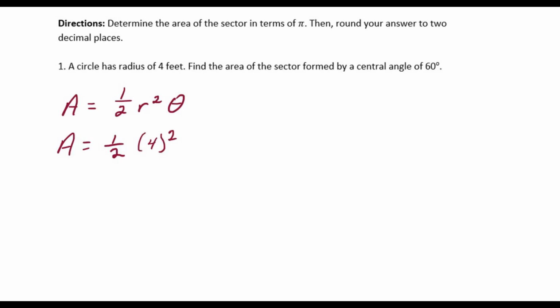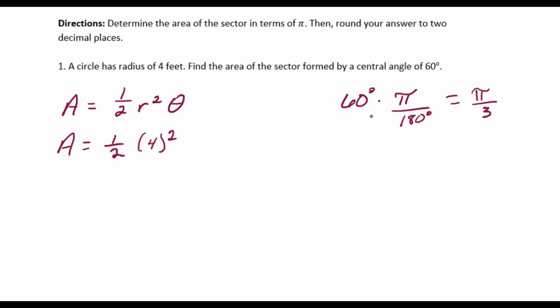Now it's very tempting here to put 60 degrees in place of theta, but remember that this formula is for when theta is in radians. So I need to change 60 degrees to radians. Now I can do this in my head. 60 divided by 180, that's 1/3. So I have 1/3 pi or pi over 3.